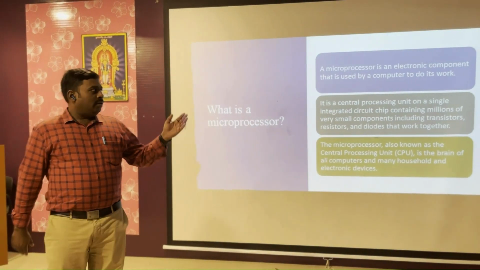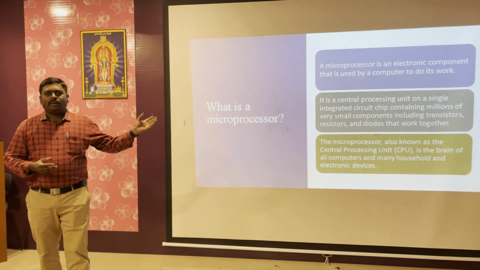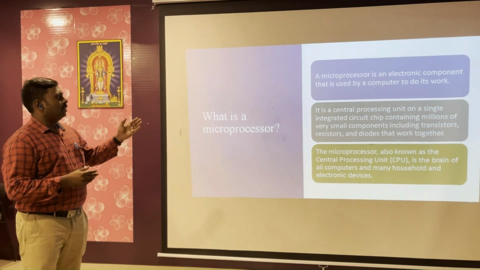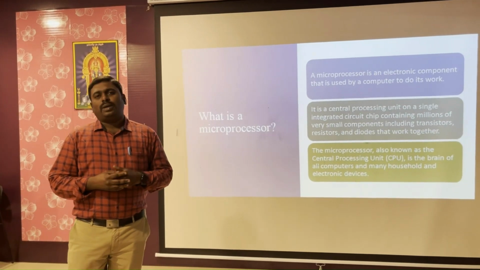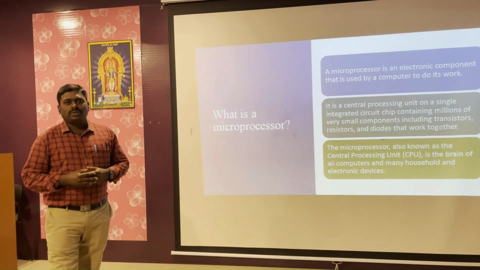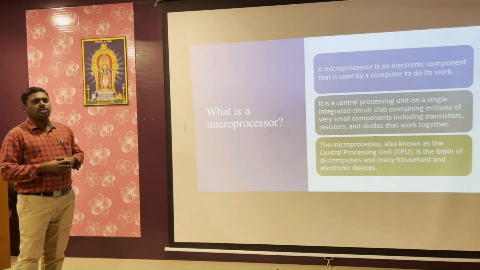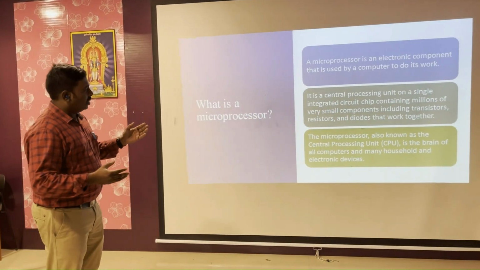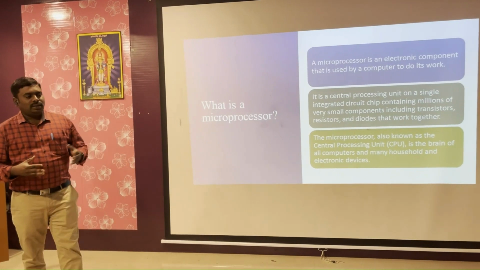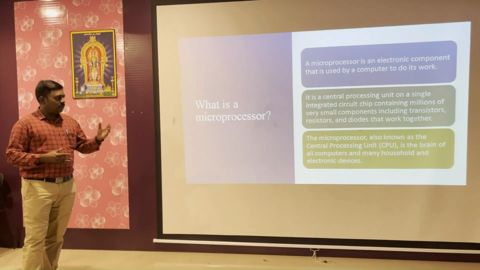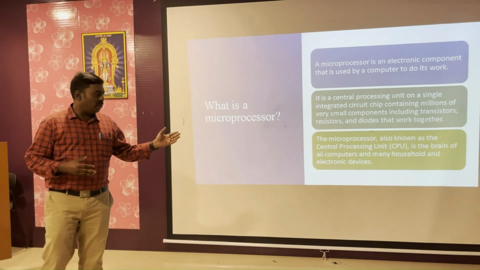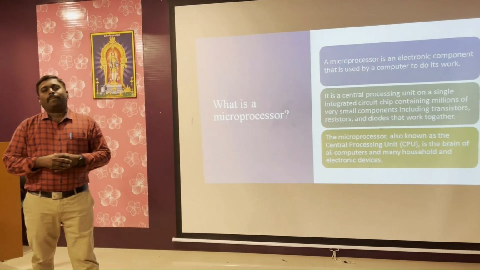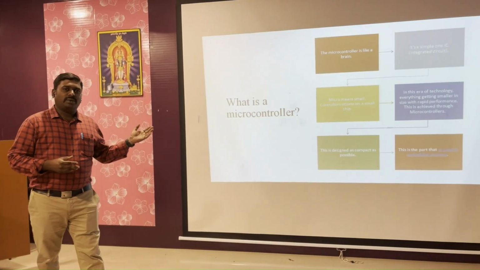First of all, what is a microprocessor? A microprocessor is an electronic component that is used by a computer to do its work. It is a central processing unit on a single integrated chip containing millions of very small components including transistors, resistors and diodes that work together. The microprocessor, also known as the central processing unit, is the brain of all computers and many household and electronic devices.